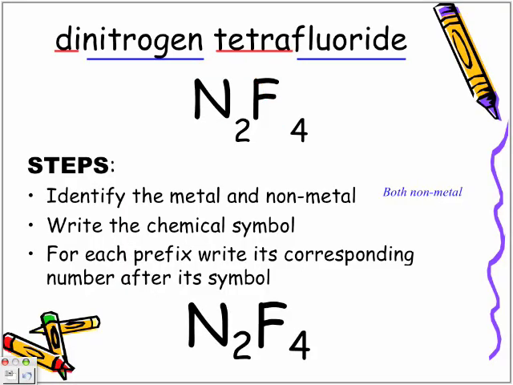Okay, 2 nitrogen, and we have 4 fluoride. And remember, covalents do not simplify. Otherwise, if I simplify N2F4, it no longer will be called dinitrogen tetrafluoride. It will be called something else based on the new subscripts.